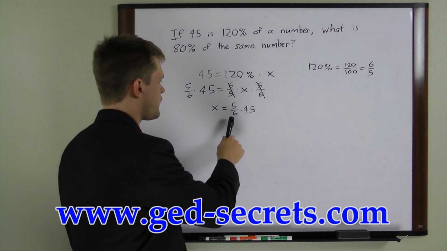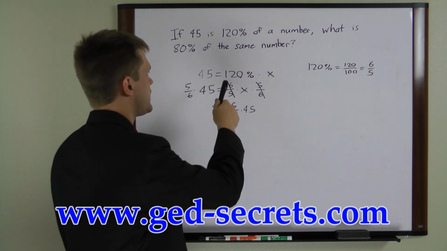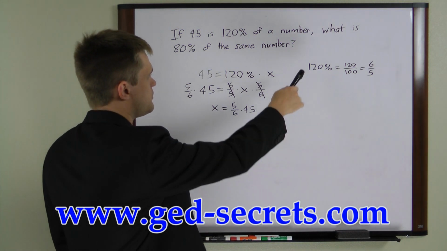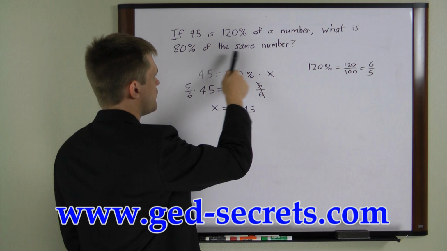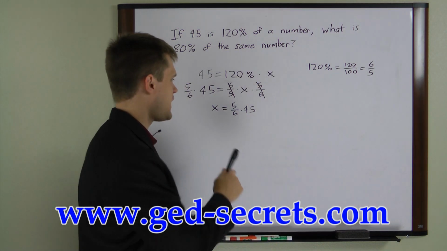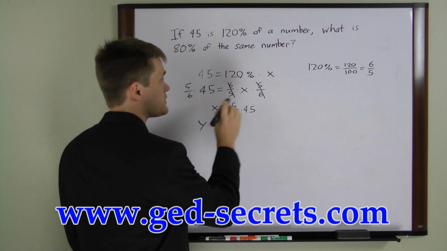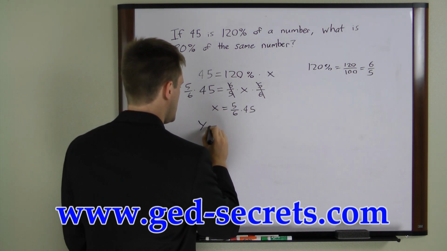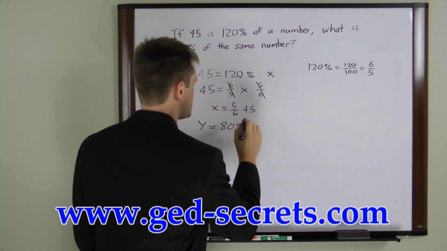Now, this is actually as far as we need to go with this equation, because now we're going to plug the x into the next equation. The second part asks us what is 80% of the same number, or 80% of x. So this equation can be written where y is the number we're looking for. y equals 80% times x.